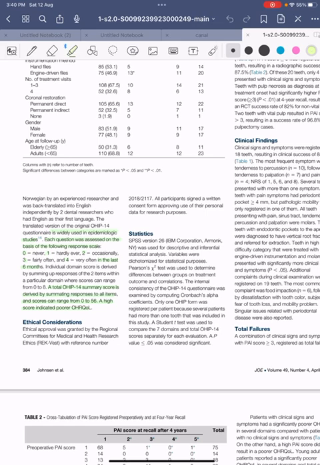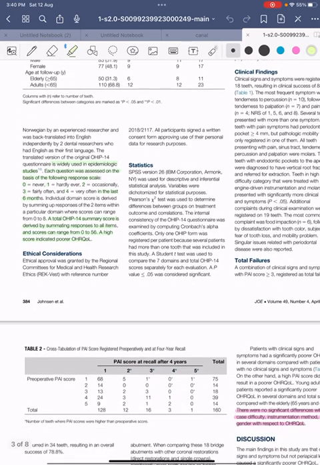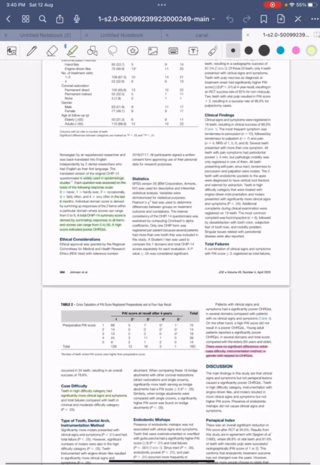Patients with no clinical signs and symptoms after root canal treatment, and elderly patients, had a significantly better oral health related quality of life. In conclusion, the presence of clinical signs and symptoms rather than PAI score affected the patient's oral health related quality of life.